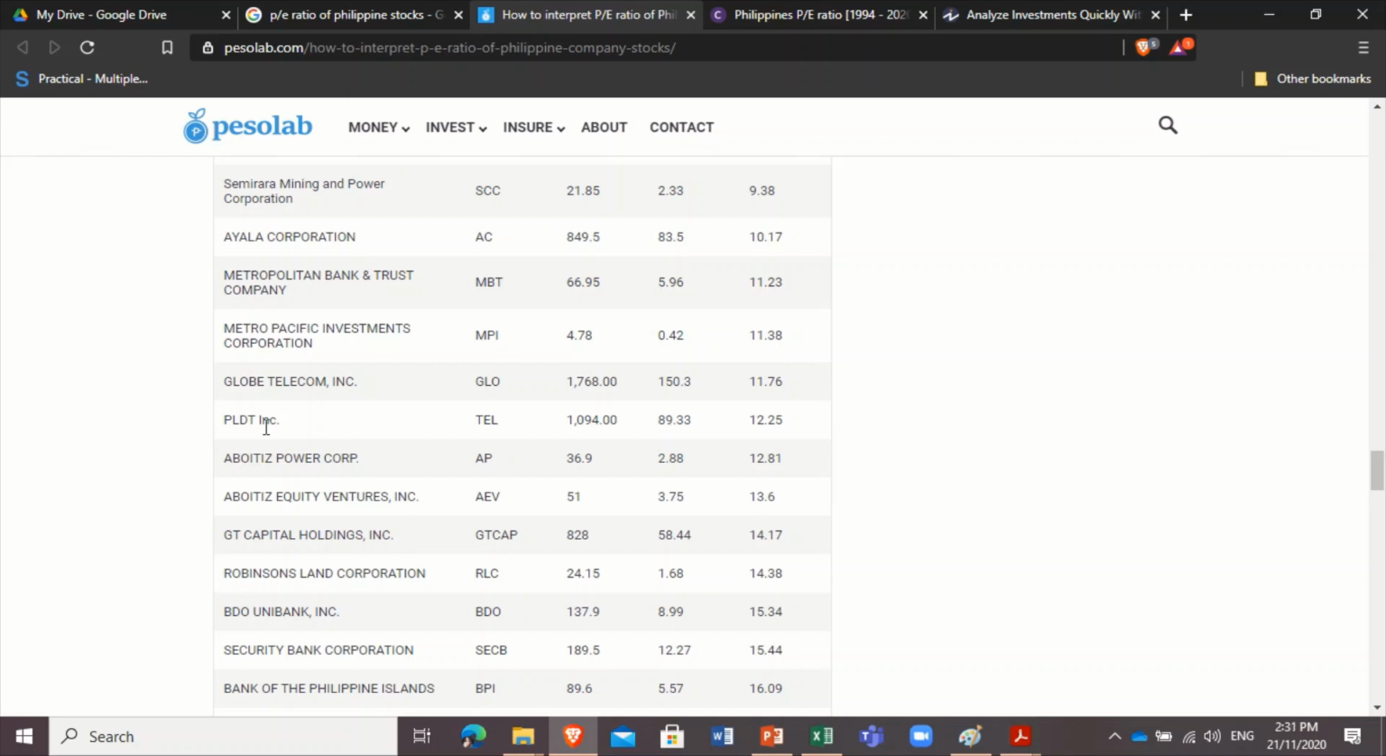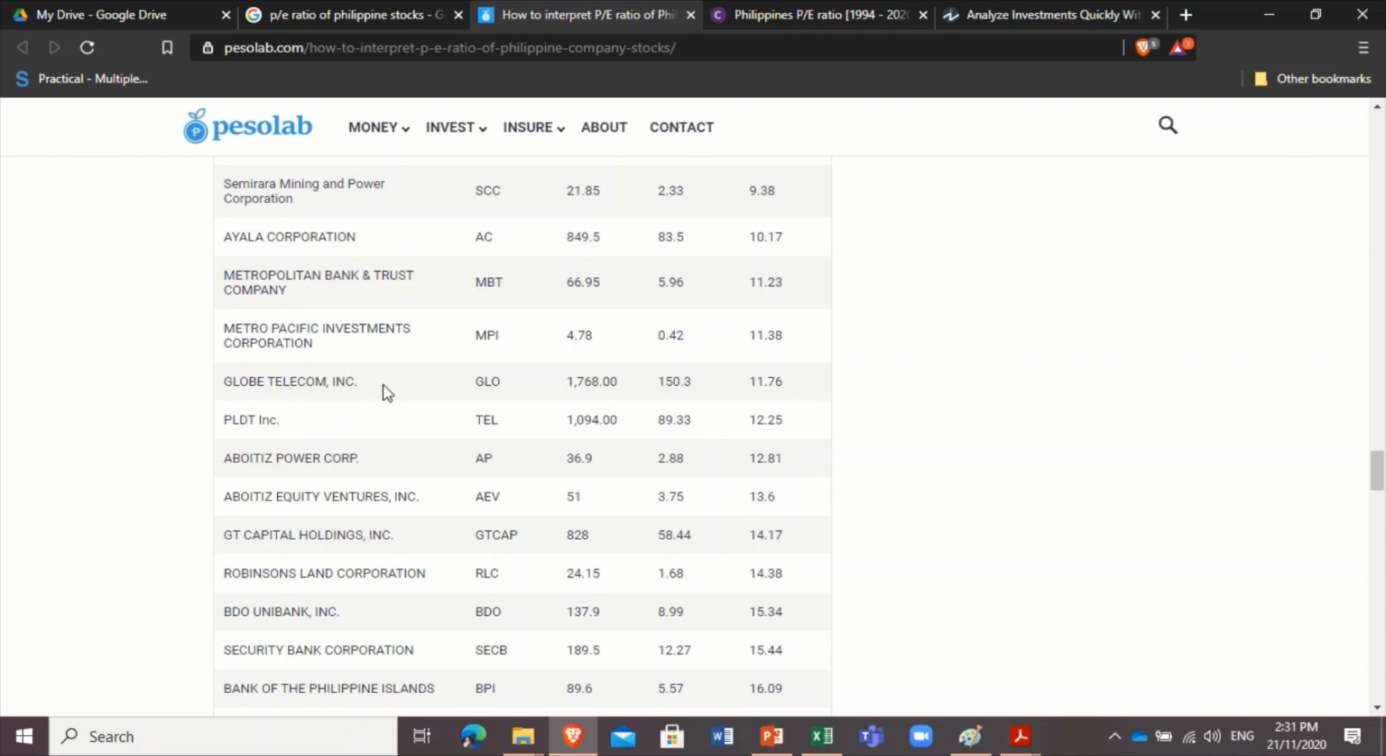Okay? So, kung kukompare natin si PLDT at Aboitiz, they have the same price to earnings per share, pero napakalaki ng earnings ni PLDT. Are you willing to pay 12.81 for a 1 peso of share na ang kaya niyang ma-generate is 2.88 versus a price, yes, magbabayad ka nga ng 12.25, pero ang earnings niya would be 89.33. So, kung ito ang pagbabasehan natin, it's better to invest in PLDT as compared to Aboitiz.